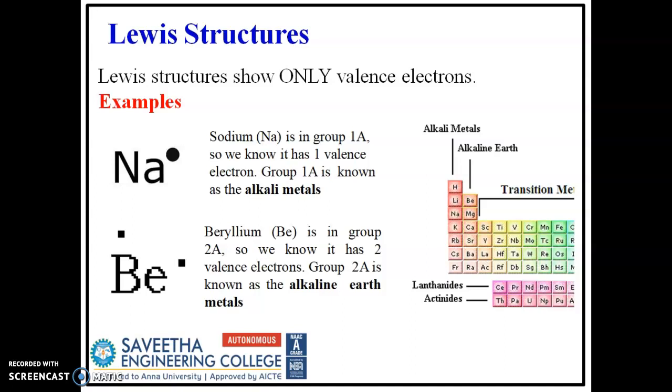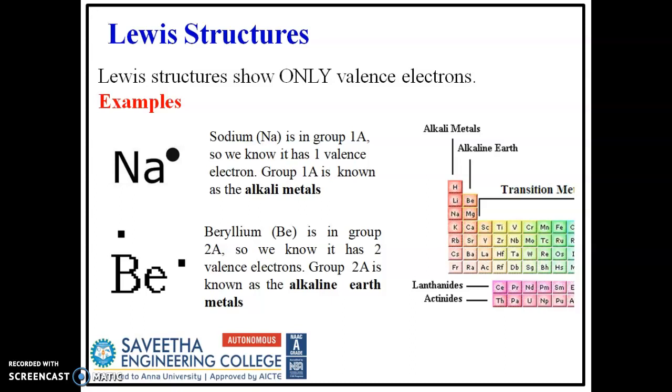First, we'll take sodium. The atomic number of sodium is 11. The electronic configuration of sodium is 1s2, 2s2, 2p6 and 3s1. So only one electron is there in the outermost shell. So the Lewis structure of sodium is written as Na dot.